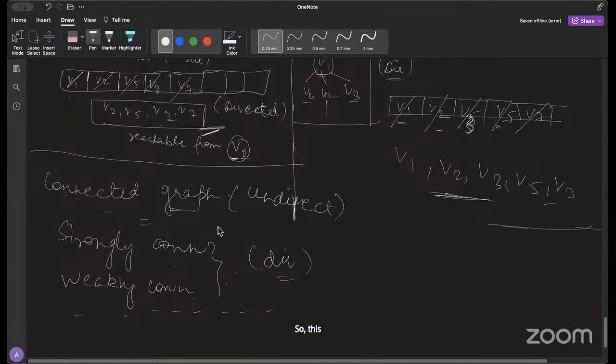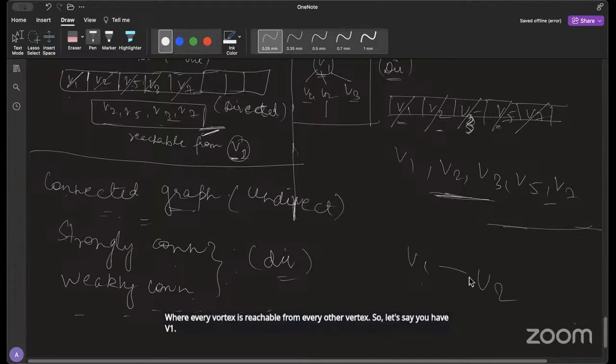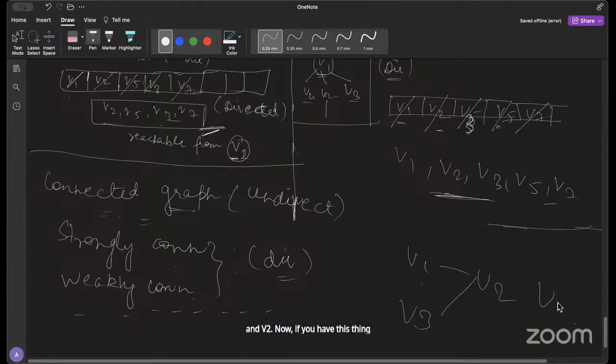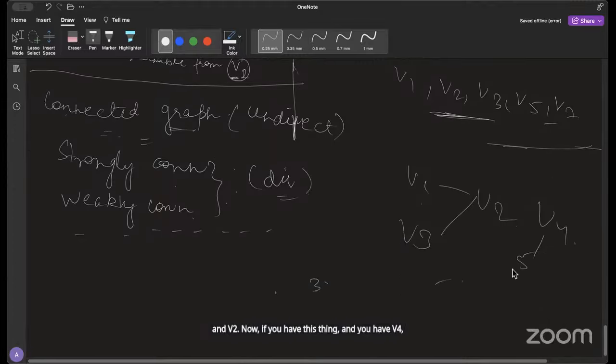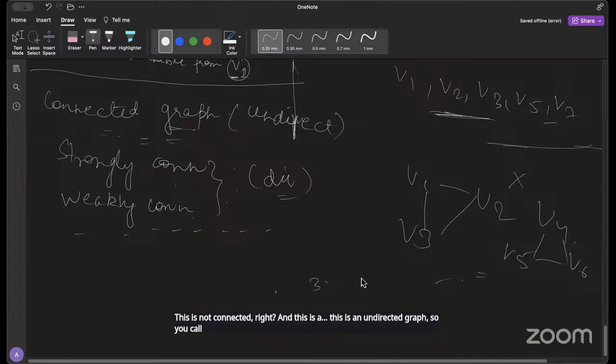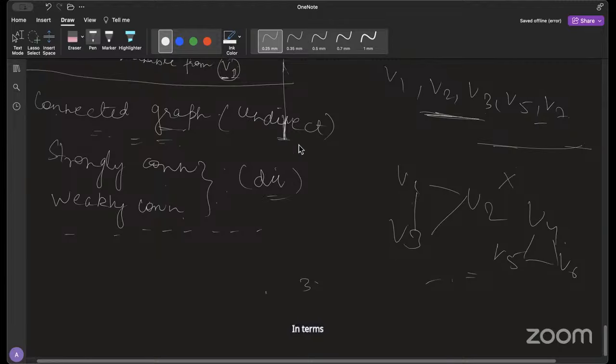So what do these things mean actually? Connected graph means every vertex is reachable from every other vertex. So let's say you have V1 and V2. Now if you have this thing and you have V4, V5 and V6 here, do you think this is a connected graph? The definition for a connected graph is you can reach every vertex from every other vertex. No, it is not a connected graph. And this is an undirected graph, so you call it a disconnected graph, when you're talking about undirected ones.